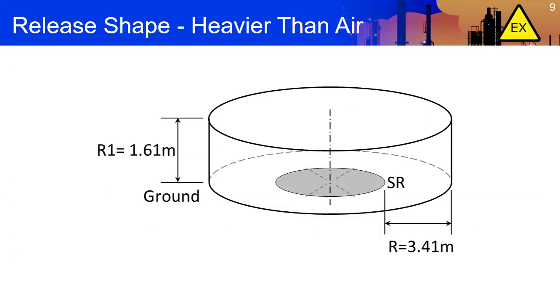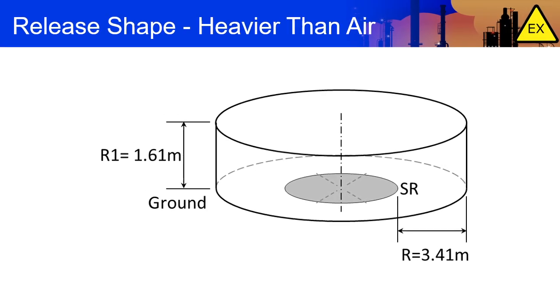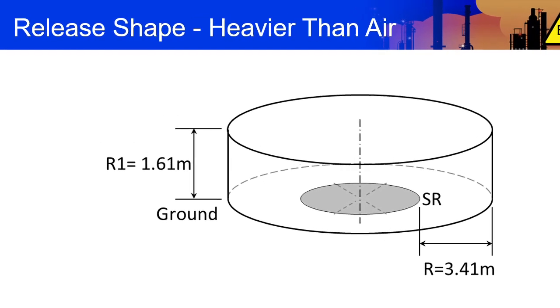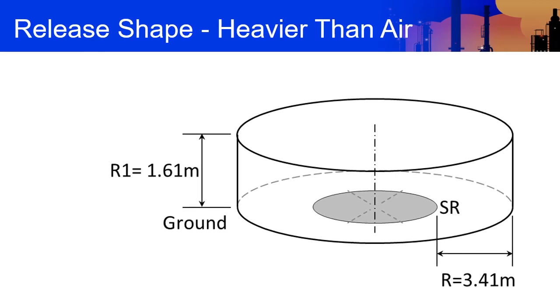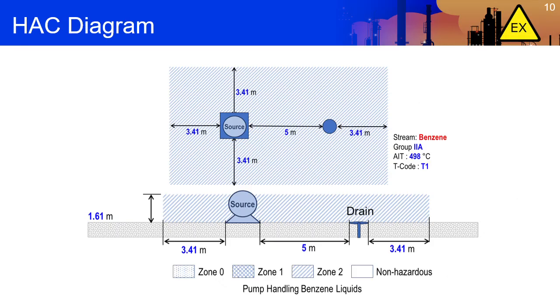We expect a pool release to have a release shape similar to Figure 0.5 from the IEC standard. The shape will have to consider the shape of the pool release we expect to see. Let's apply this information to our benzene pump skid application. The ExHAC diagram will look something like this.